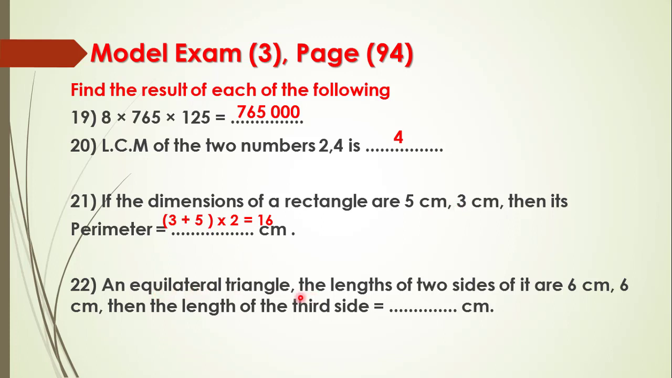Number 22. An equilateral triangle: all sides are equal in length. The length of two sides is 6 and 6. So the third one is also 6, because this is an equilateral triangle.